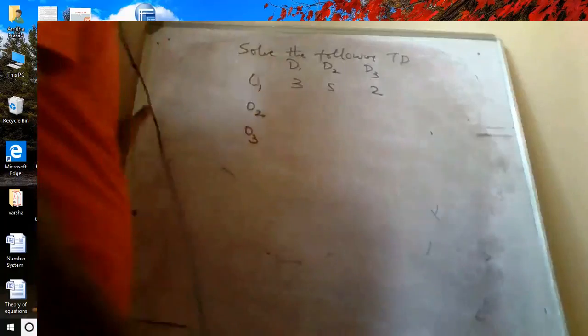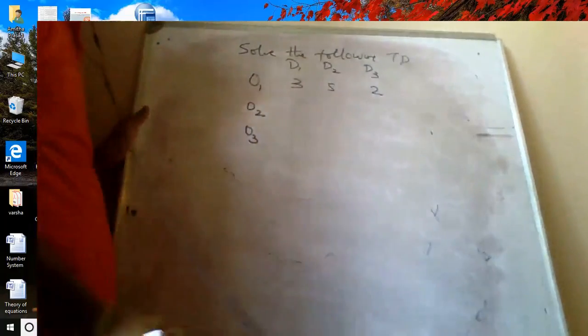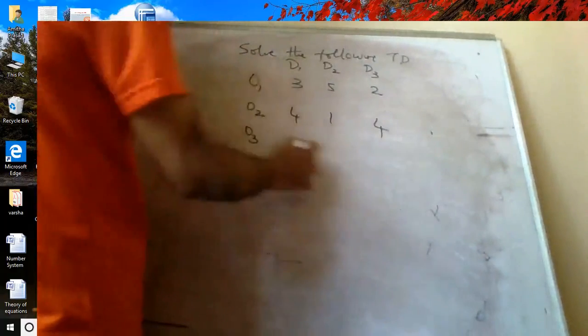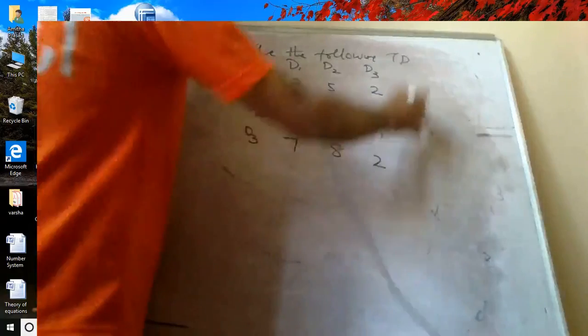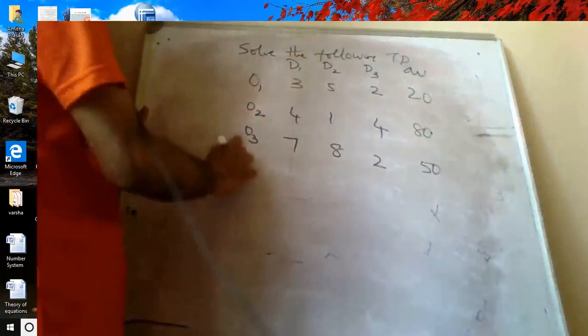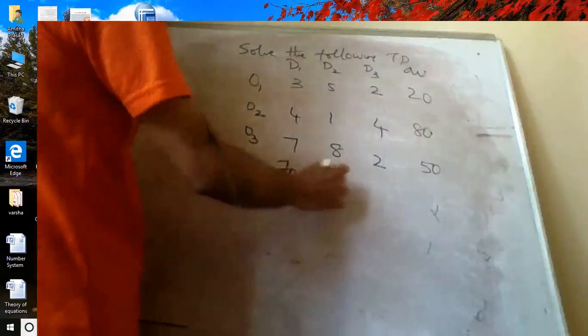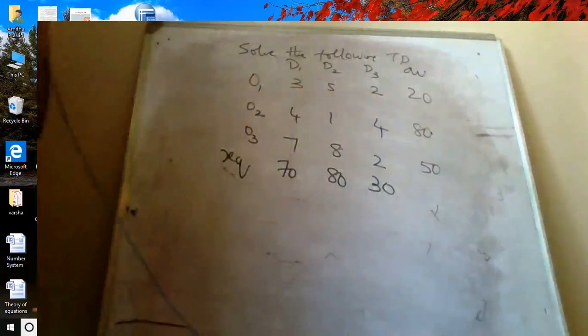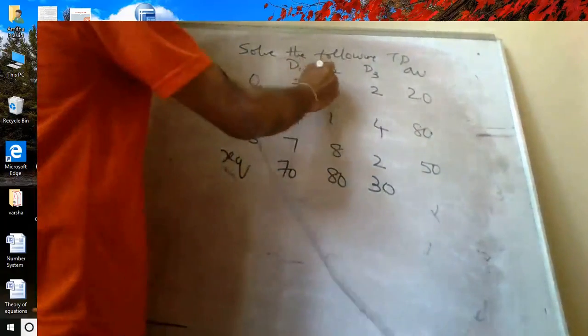O1, O2, O3. Please write down if you can't see the board. D1, D2, D3, costs 352, 415, 782. Availability 20, 80, 50. Requirement 70, 80, 30. No issues with cost. Cost is only given.